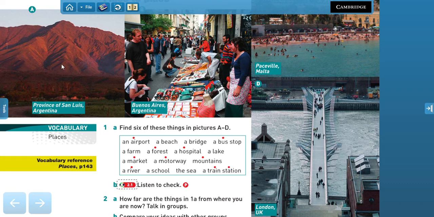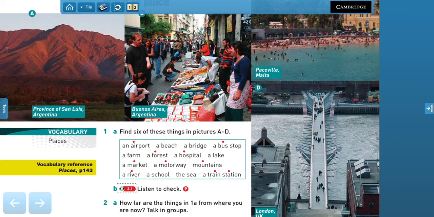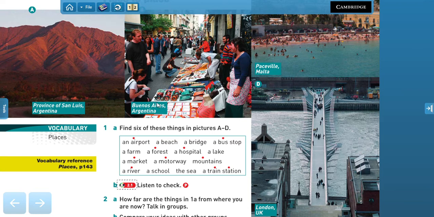In image A, we have mountains and a forest, right? We have a forest here and then the mountains. In picture B, we have a market, right? This is the market. This is the market of San Telmo. For the ones who have visited Buenos Aires, it is a very common place to visit in that city.